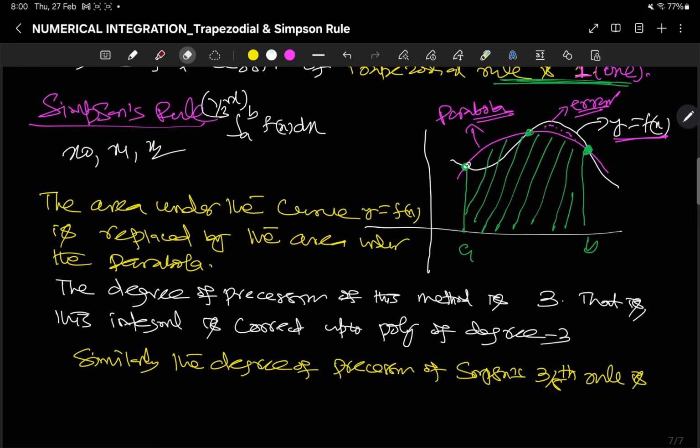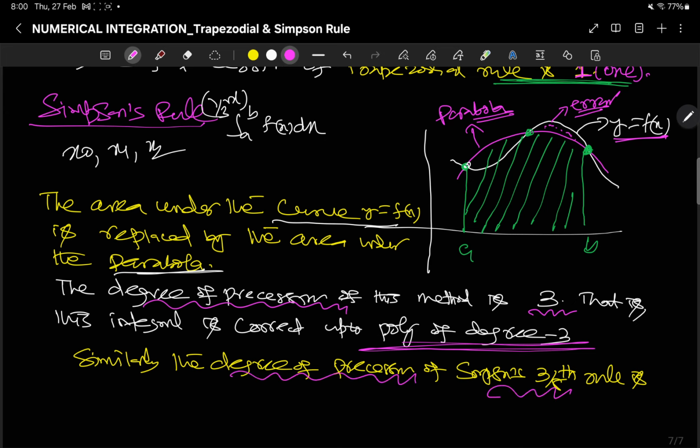So the geometrical interpretation of Simpson's 1/3 rule is that the area under the curve y is equal to f(x) is replaced by the area under the parabola, and this method is correct up to a polynomial of degree 3. If you integrate a third degree polynomial by this method, the error is 0. So we say the degree of precision of Simpson's 1/3 rule is 3. Likewise, the degree of precision of Simpson's 3/8 rule is also 3.